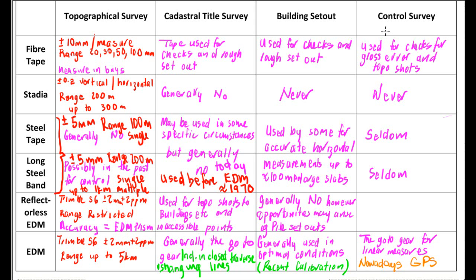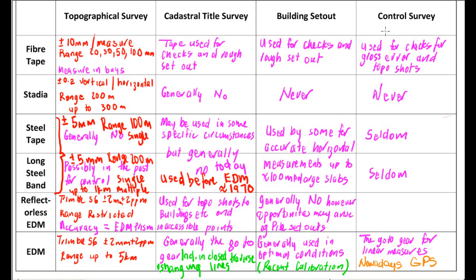In a cadastral title survey, you might use your tape for checks and a rough set out, if you just wanted to position some pegs approximately in the right location before you put them in, or you're marking something out for a client, just to give them a rough idea of where things are going to go. And again, a similar usage in the building set out.